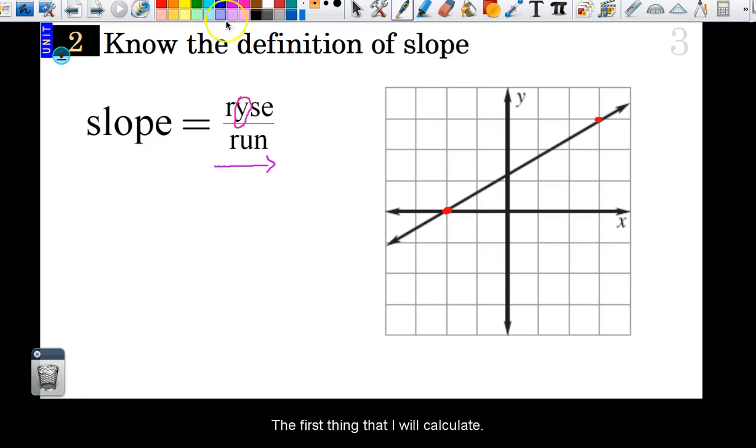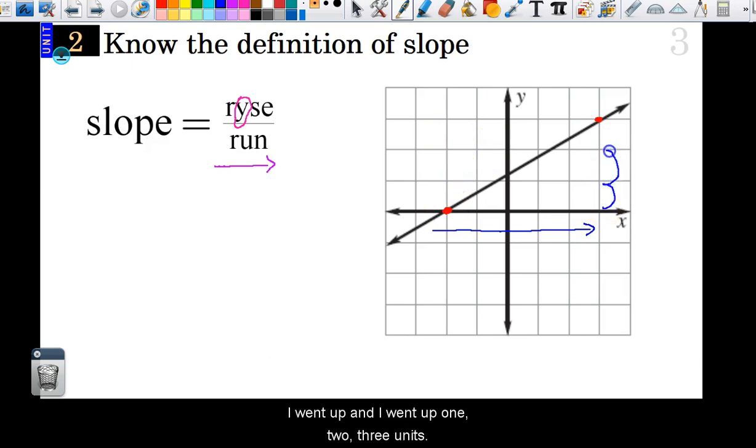The first thing I'll calculate is the rise. How far did I move up or down? In this case, I'm going left to right again. And I can see that going left to right, I went up. And I went up 1, 2, 3 units. Now you could have also done 3 units on the left side as well. But I can see that the rise of this line is 3 units.